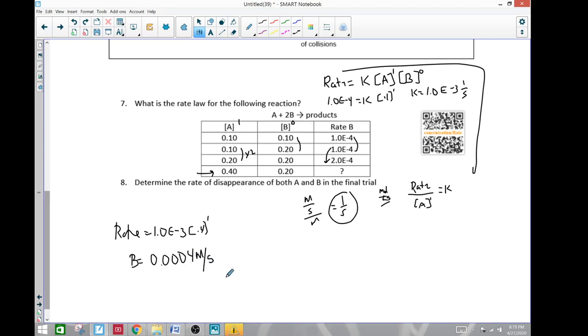And then I want to find this guy, which is half for that one. So A, it would just be a 2 to 1 ratio, is 0.0002 moles per liter per second for A. All right. And that's it for that page.